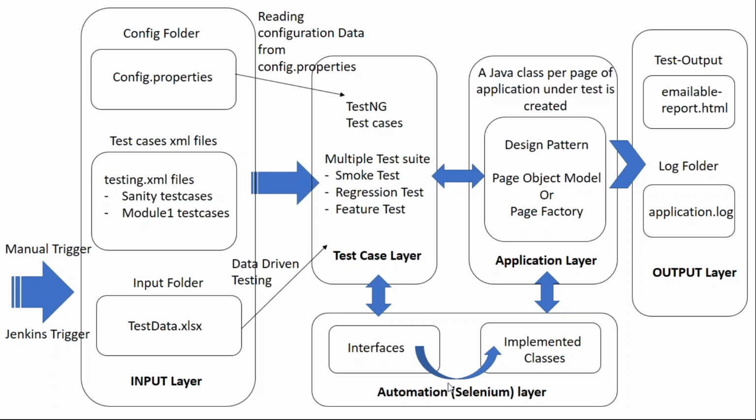Okay, if I have to say from where it will start, it will always start from this manual trigger or Jenkins trigger. Manual trigger is going and manually executing your XML file. That means right click and run as testng suite, something like that. So this will trigger the scenarios. This will trigger the test cases. It will actually execute the XML files which are written here, which in a way calls the test cases written in testng.test cases.